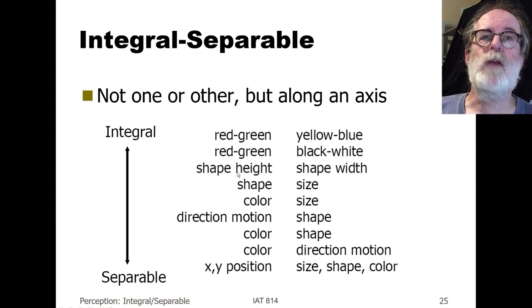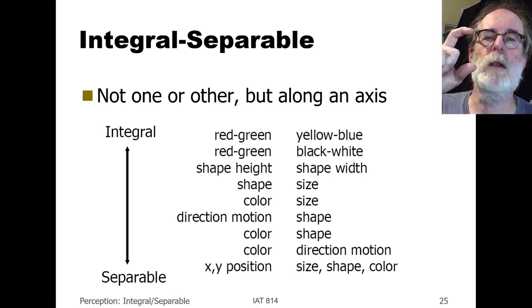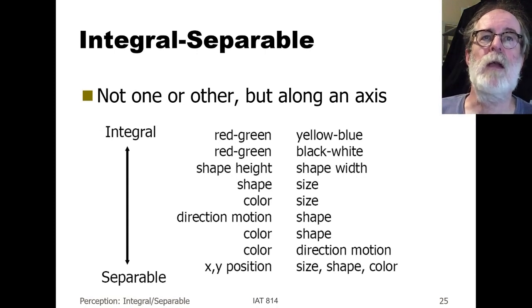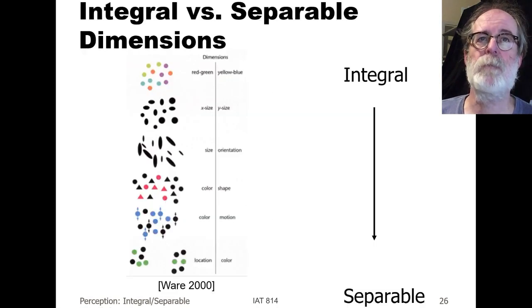Next is the shape height and shape width. We'll show examples from that. Typically, let's say you're drawing a circle, think of a tall ellipse versus a short, fat ellipse. We'll show examples of that. And shape and size, and color and size, are in the middle. So let's show visual examples of what that's about. So here at the top end are integral visual variables.